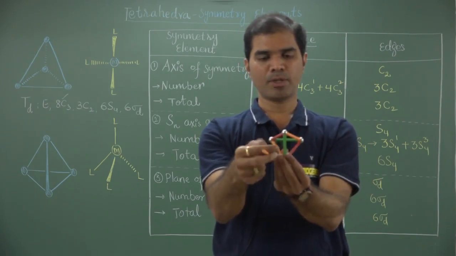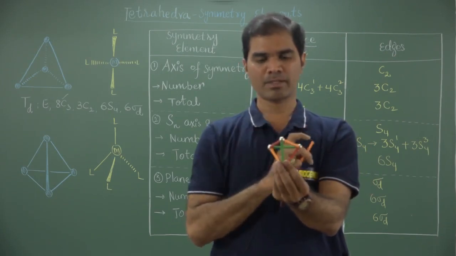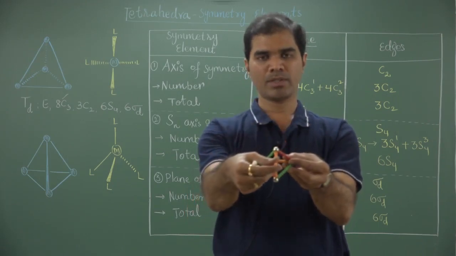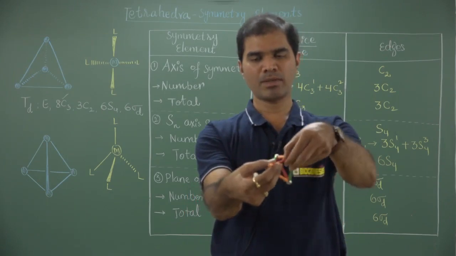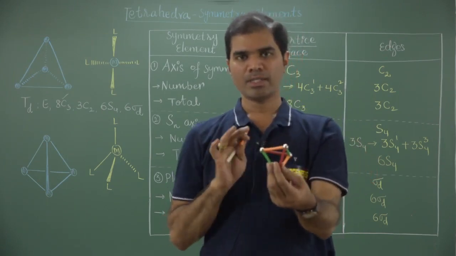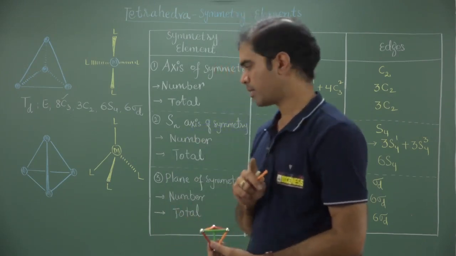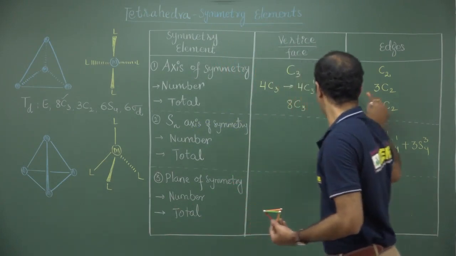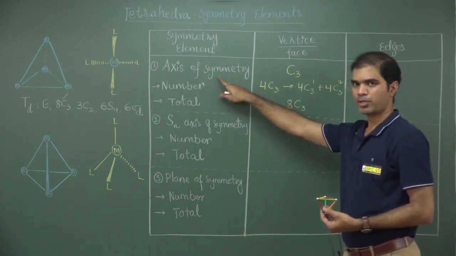So from each pair of opposite edges, one C2 can be passed. From orange, one C2 can be passed, and from red also one C2 can be passed. Rotate by 180, it will give you an equivalent configuration. There are 6 edges in 3 pairs. From each pair of edges, one C2 will be passing. So altogether we have 3 C2s. I am just repeating this point.